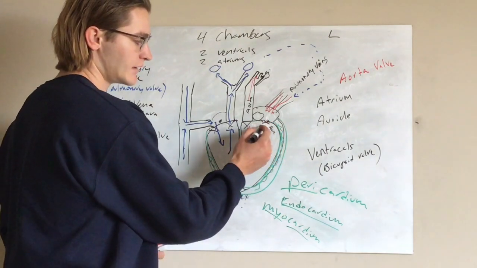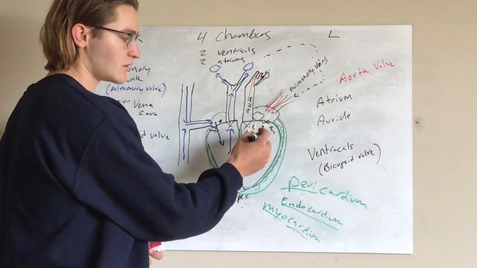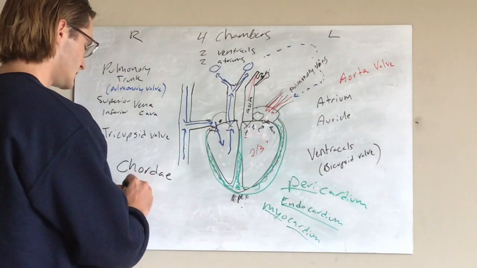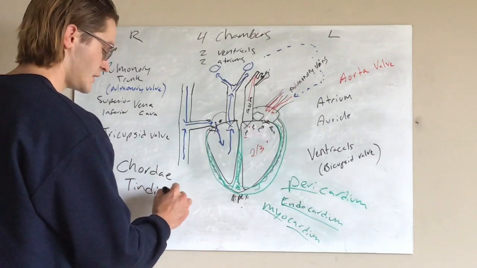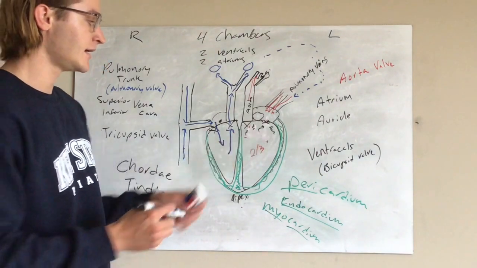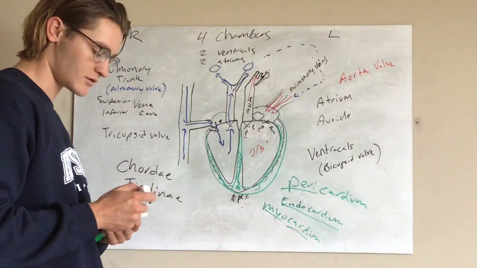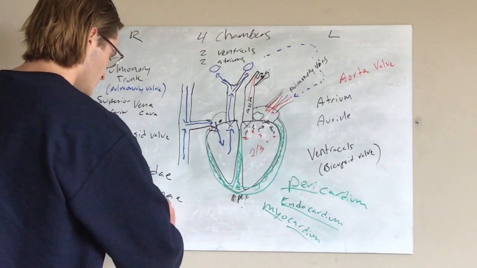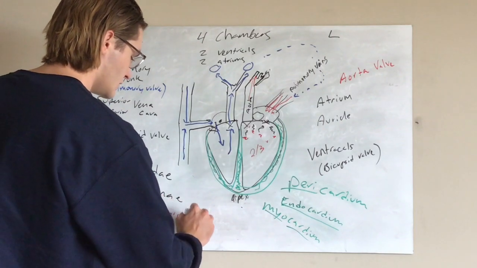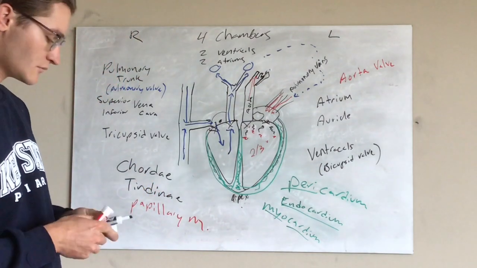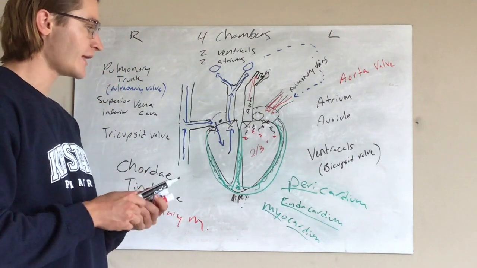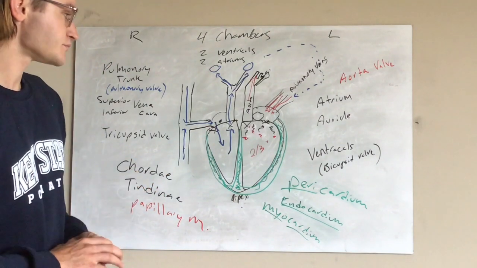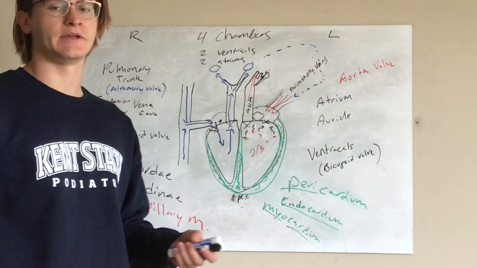So you're going to have tendons called chordae tendinae. May need to be spell checked on that, but chordae tendinae, and that's attached to little muscle fibers called papillary muscles. And so that keeps the valves open and closed when they need to be closed and opened. So they help prevent the backflow of blood.